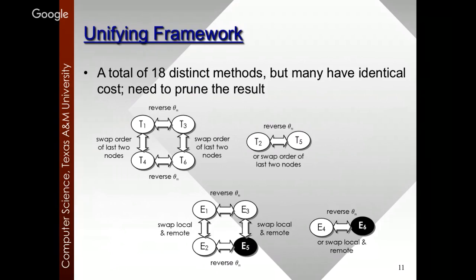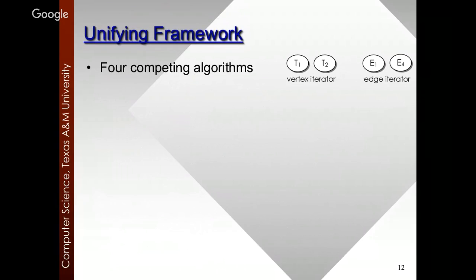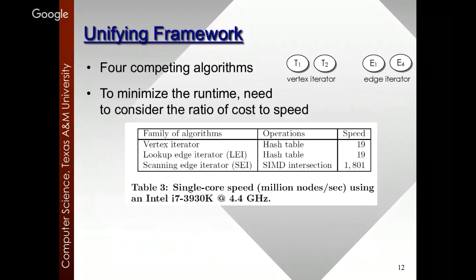So we're going to pick a representative from each class of each category, and that forms our four competing algorithms, the T1 and T2 and E1 and E4. The reason we pick these four is that each should be the best of its own equivalence class, but we cannot compare the representatives from two equivalence classes till now. We're going to address that later.